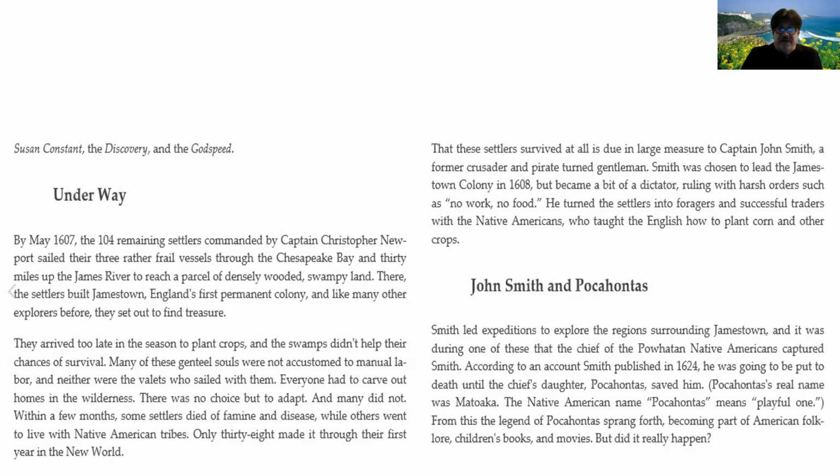Pocahontas' real name was Matoaka. The native name Pocahontas means playful one. From this legend of Pocahontas sprang forth, becoming part of American folklore, children's books, and movies. But did it really happen?